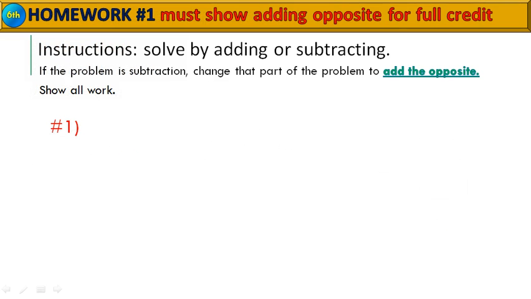So, you saw vertical and horizontal solving methods when we add and when we subtract linear expressions. Make sure to use all parts when you have to distribute. For this single homework question, you must show all adding opposites for full credit. The instructions are to add or subtract to solve. And again, if the problem has subtraction, change that part of the problem to add the opposite, showing all work on all steps.